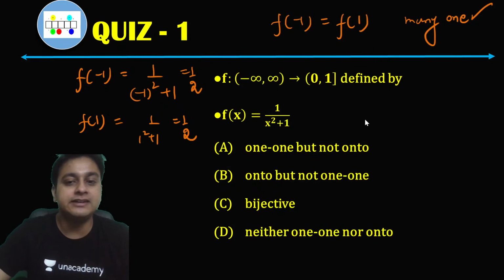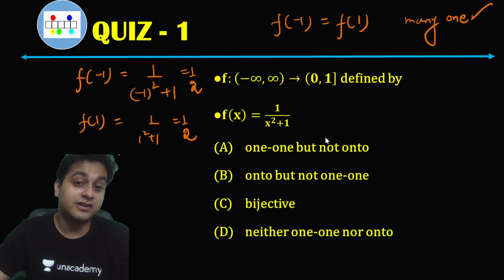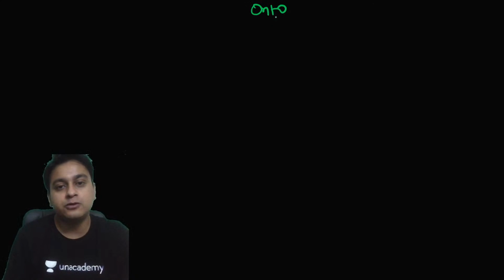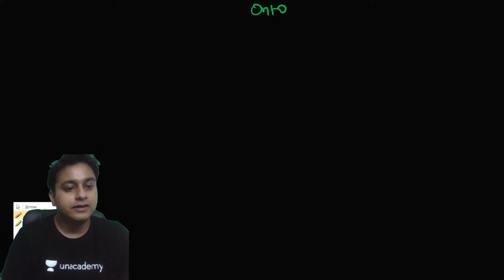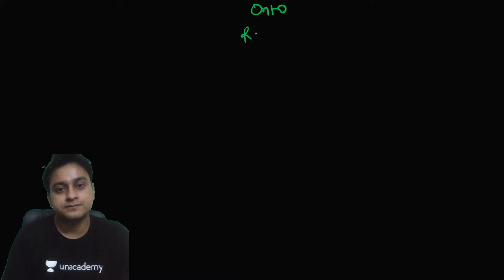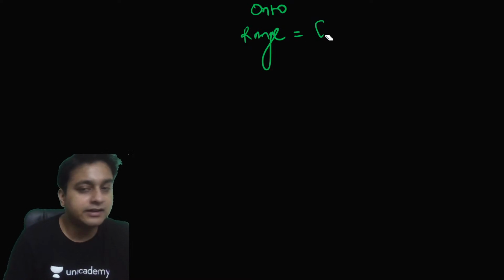Now let's check whether it is onto or not. So guys, how to get onto? For a function to be onto, the range should be equal to the codomain, right? Range should be equal to codomain. So the range has to come as 0 to 1. So let's see whether we can get the range as 0 to 1.